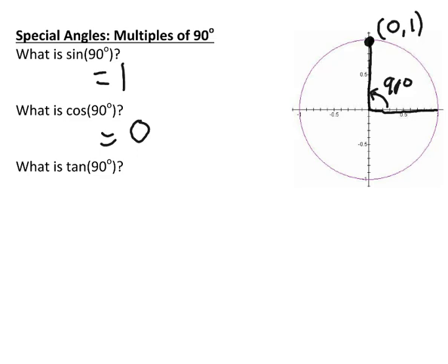Well, then what would tan of 90 be? So tan of 90 is sine of 90 divided by cos of 90.